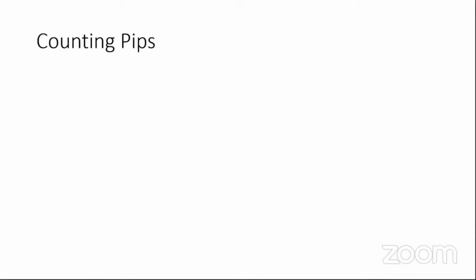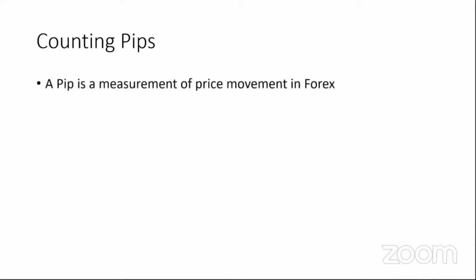Ang pag-usap namin normally, umakyat yung trade ko ng 100 pips. Bumagsak yung trade ko ng 50 pips or whatever. So we express it as pips. Okay? And pips is a measurement of price movement in Forex. Yan yung term natin diyan. Okay?